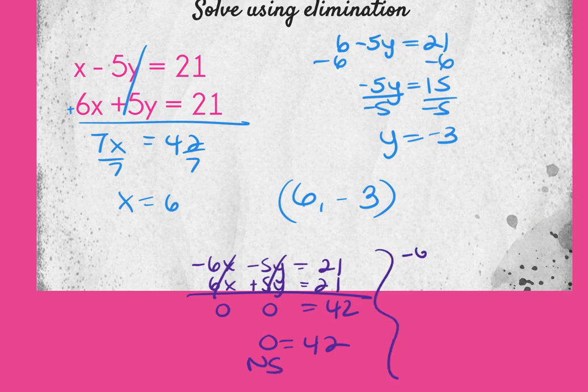If it had said negative 6x minus 5y equals negative 21 and 6x plus 5y equals 21. Now these cancel, and these cancel. And in this case, it would be all real numbers because that's a true statement.